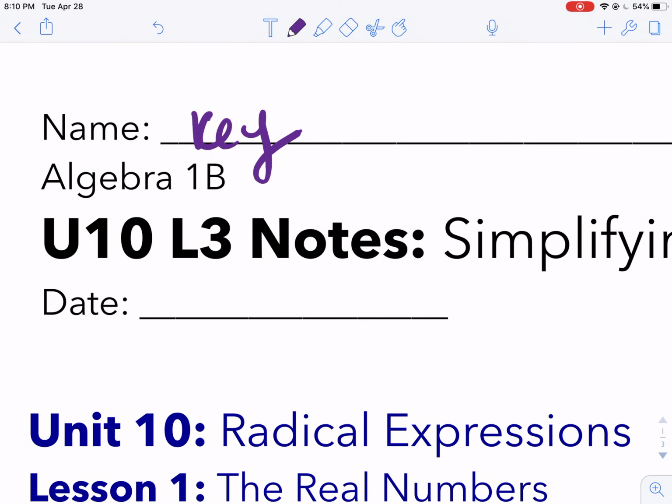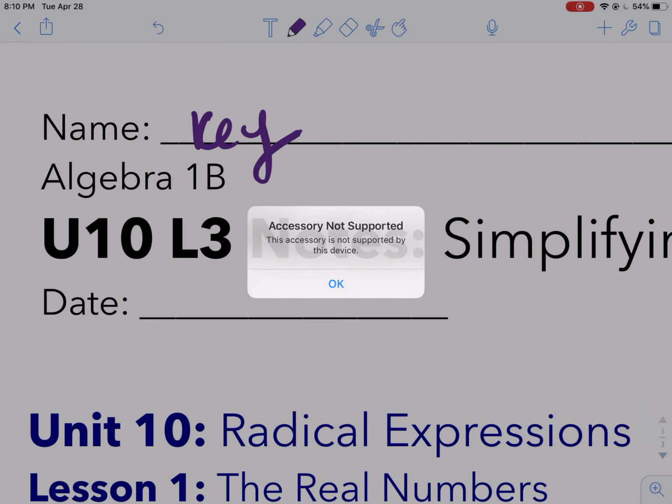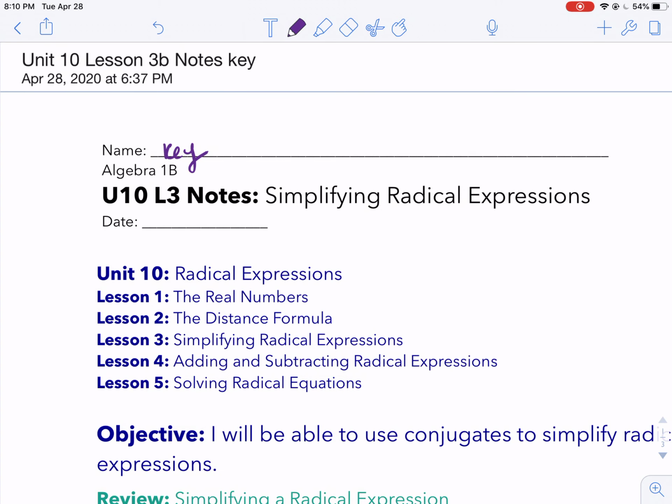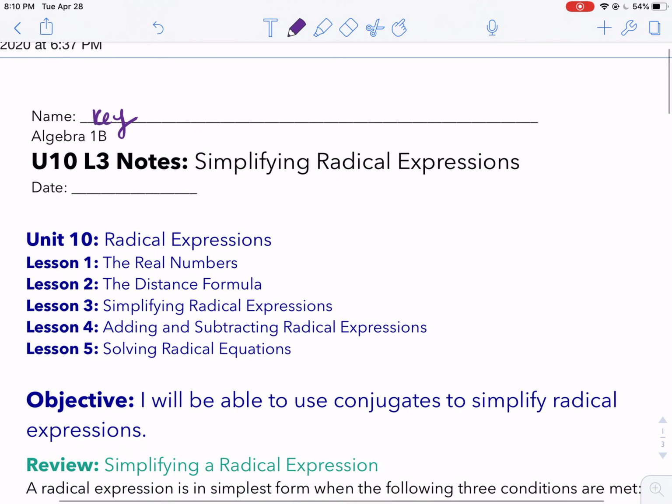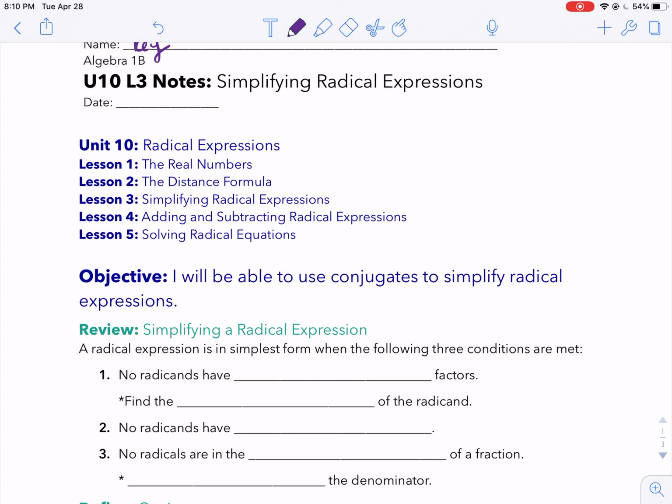Hi guys, welcome to Unit 10, Lesson 3 Notes, the second part, Simplifying Radical Expressions. By the end of the day, you will be able to use conjugates to simplify radical expressions.